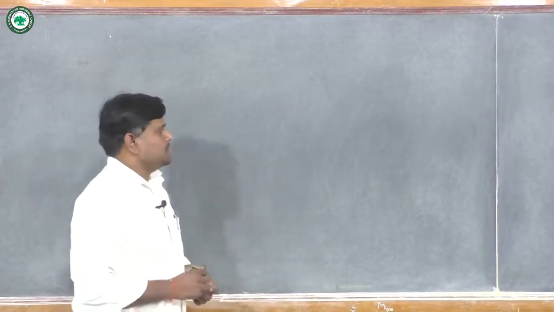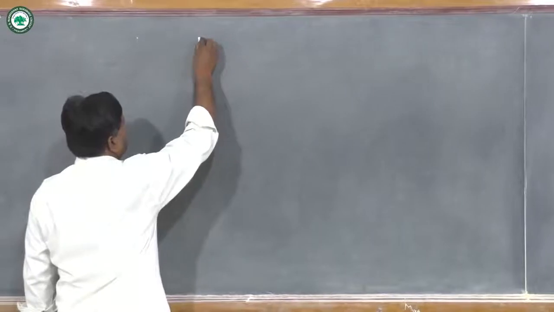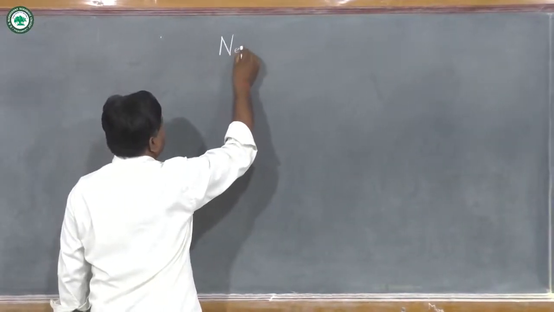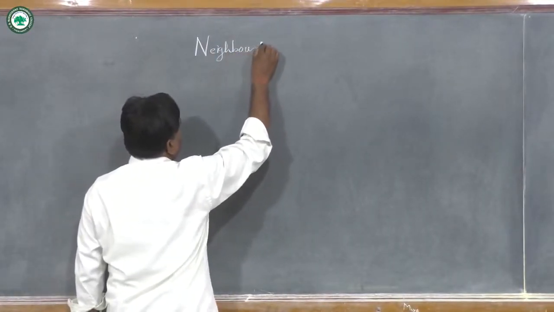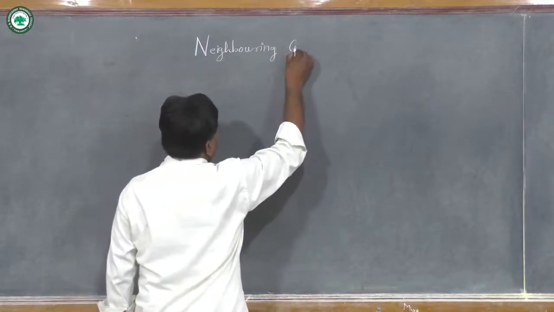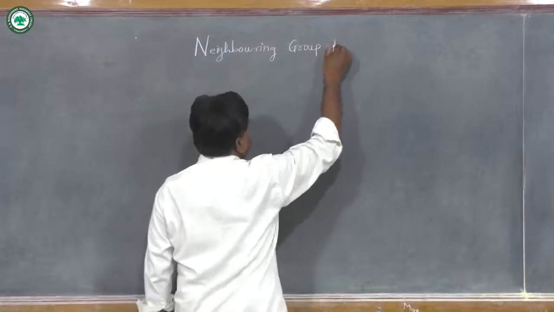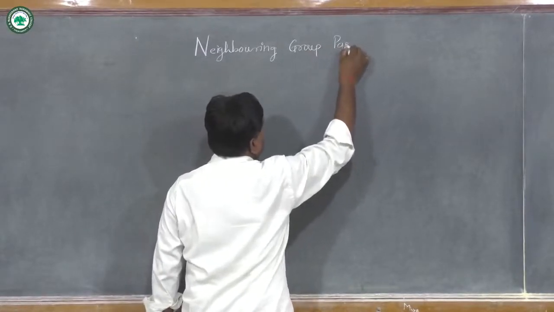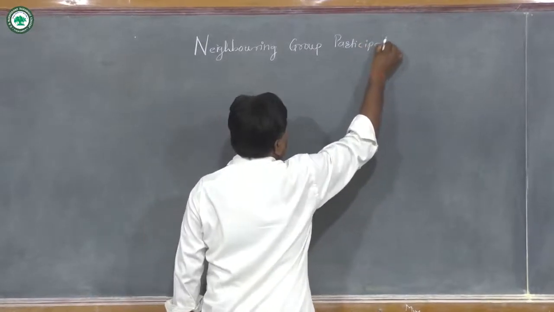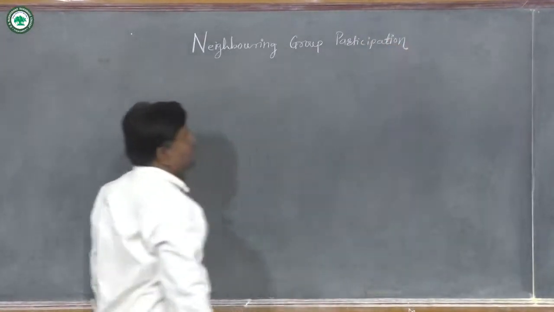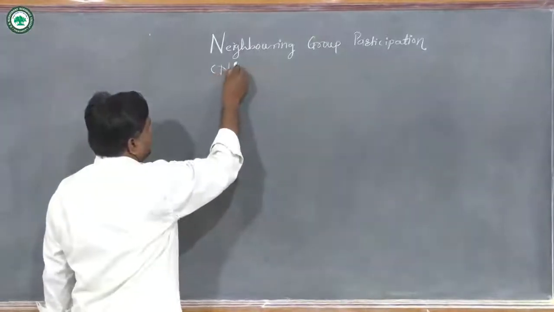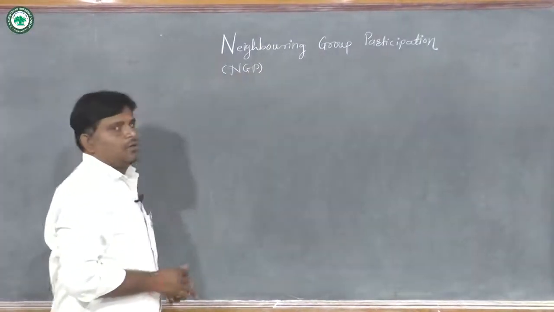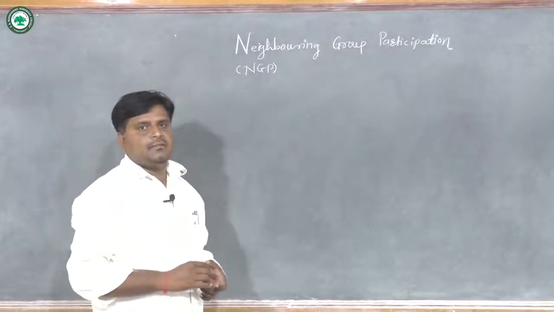Okay, today we discuss neighboring group participation, also known as NGP. Okay, so first we take one example.